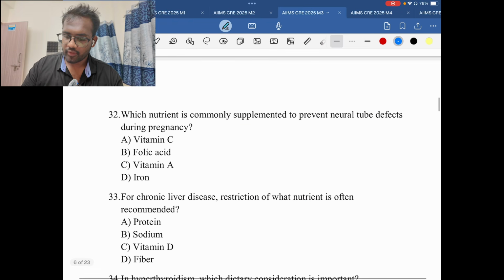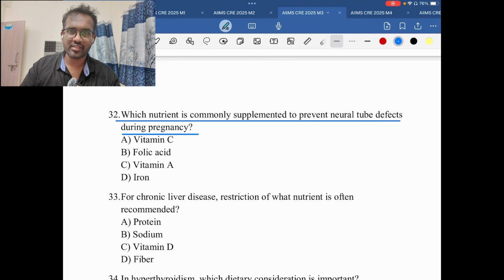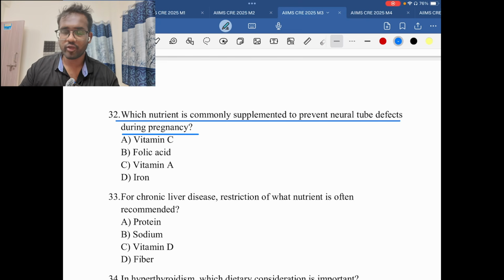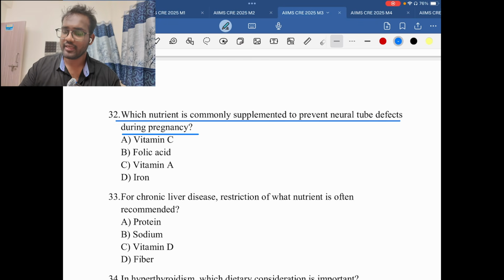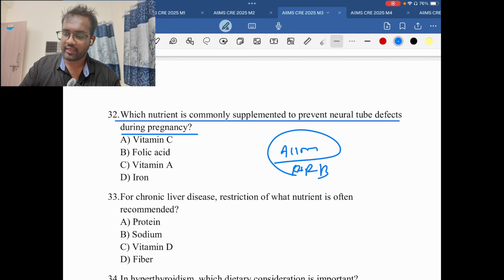Question number 32. Which nutrient is commonly supplemented to prevent neural tube defects during pregnancy? This is also a very easy question. I have repeated this question in multiple videos. Why it is repeating a lot is because it is asked in both AIIMS and RRB. Very important question.